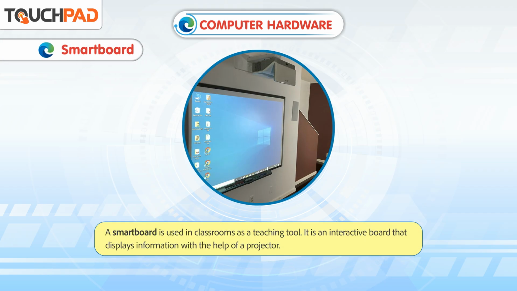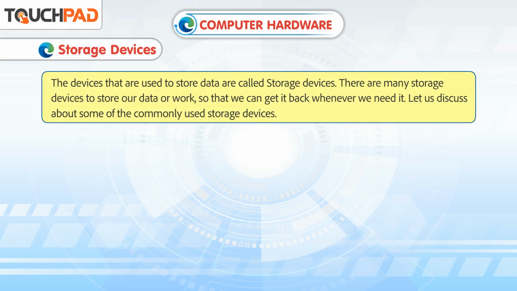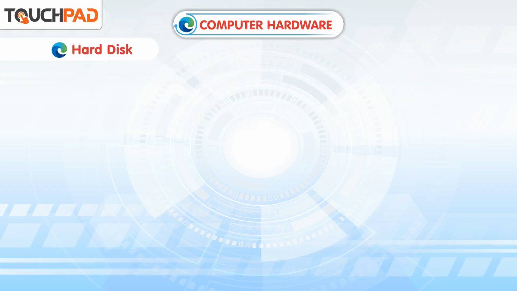Smart board. A smart board is used in classrooms as a teaching tool. It is an interactive board that displays information with the help of a projector. Storage devices. The devices that are used to store data are called storage devices. There are many storage devices to store our data or work so that we can get it back whenever we need it. Let us discuss about some of the commonly used storage devices.